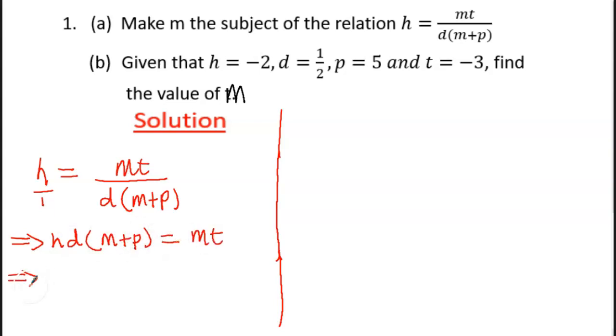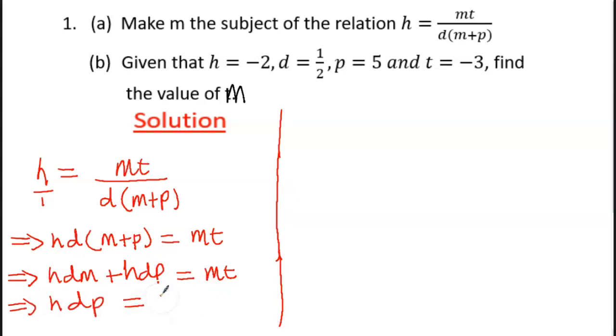is equal to, on the left hand side, let's open the bracket. HD times M, we have HD M plus HD times P, we have HDP equal to MT. We have one M on the left hand side and then another M on the right hand side. So the best thing to do is to put them together. That we can send this one to the right hand side. HDP is equal to MT minus HD M.